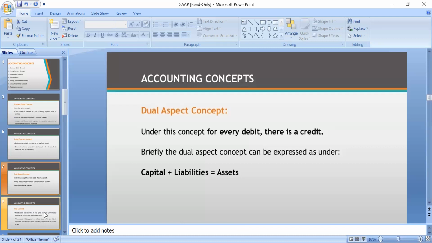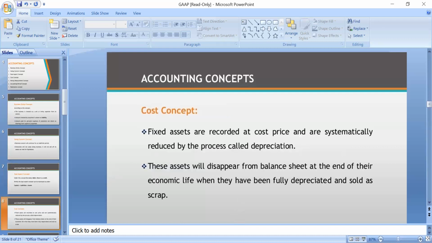The next principle is the cost concept. My dear students, this principle is also known as the historical cost concept. According to this concept, the assets which are acquired by a concern are recorded in the books of account at cost price. So, what is cost price? Cost price is the price which is spent for the acquisition of an asset. It is also known as cost of acquisition. So the amount spent to purchase an asset is known as cost price.